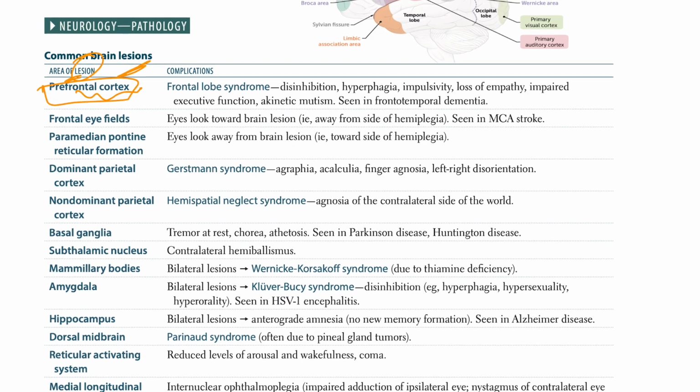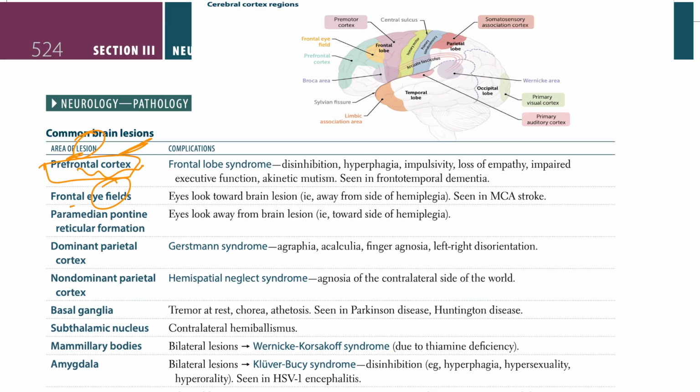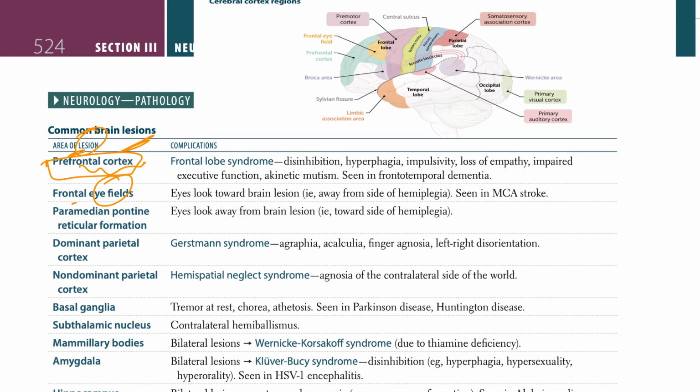Let's look at the other one. Now we have the frontal eye fields. Let's locate the frontal eye fields here, right there. Okay, let's make an arrow there. With a frontal eye field lesion, the eyes look toward the brain lesion, away from the site of hemiplegia, as seen in the MCA stroke. So an MCA stroke will affect the frontal eye field and the eyes will look towards the brain lesion. Whichever side is affected, they will look over there.